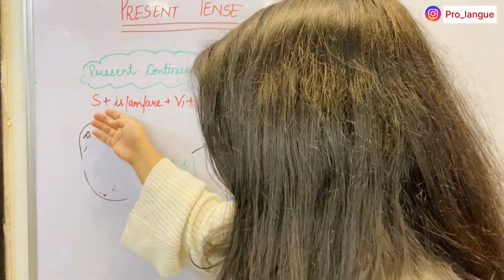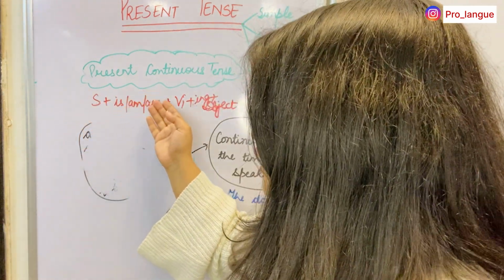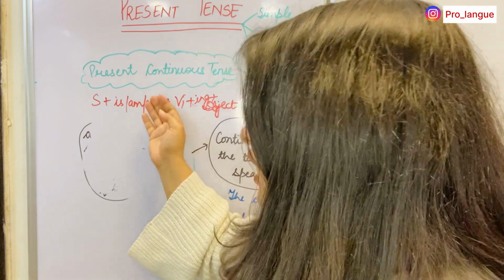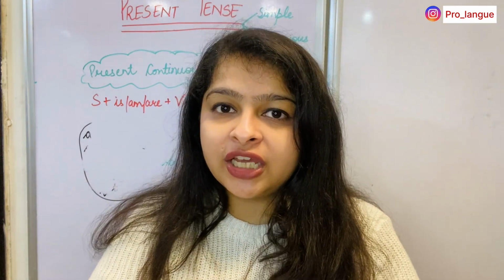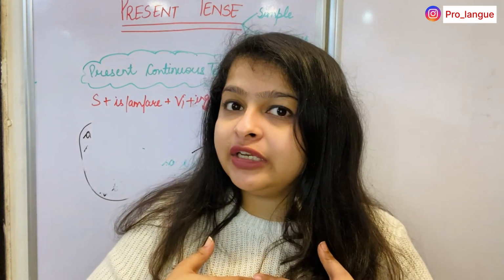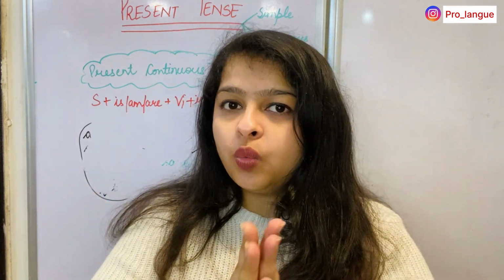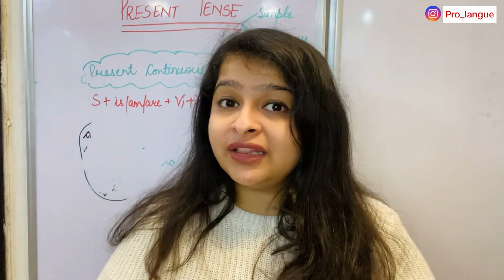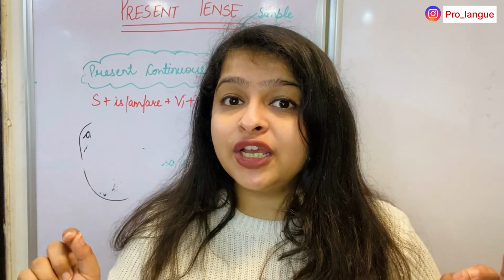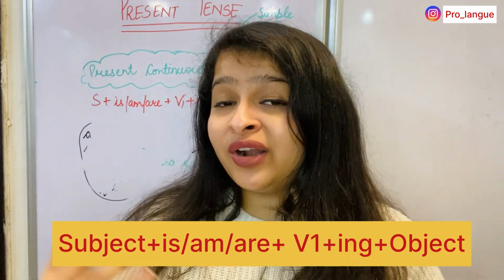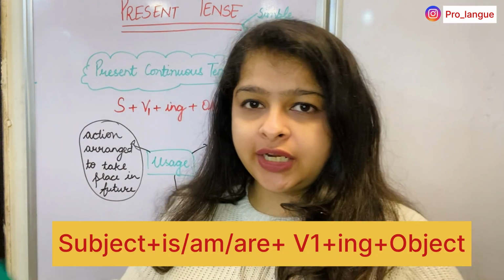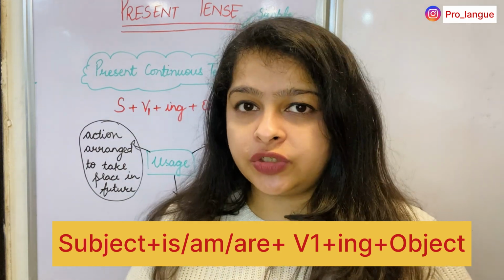Now if it is singular, we'll use is. If it is plural, we'll use are. And if we are talking about I, then we will use am. So with I, it will always be am. Singular is, plural are. Let me know in the comment section, what do we use with you? Is or are?